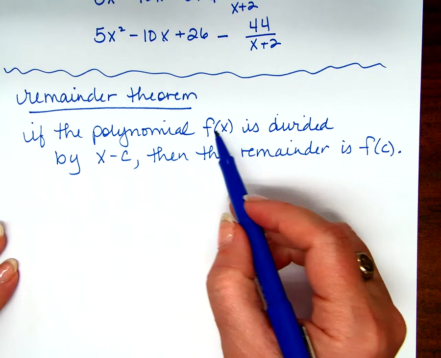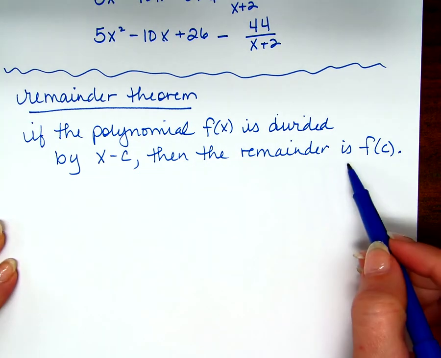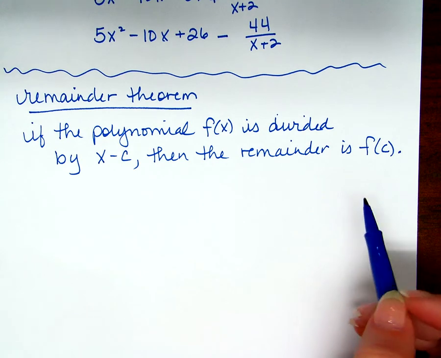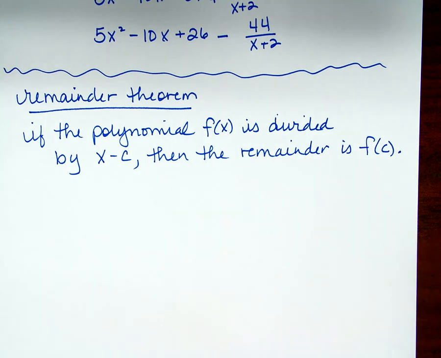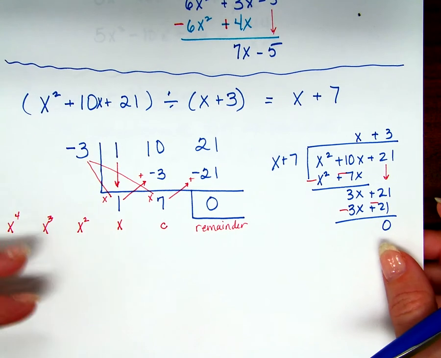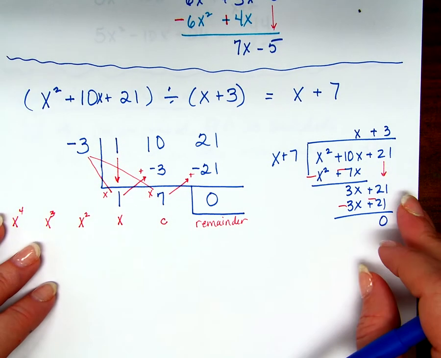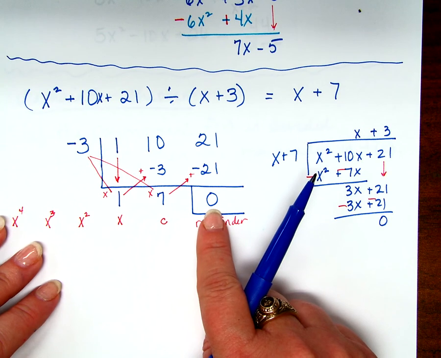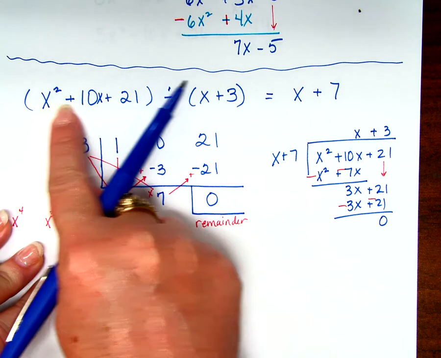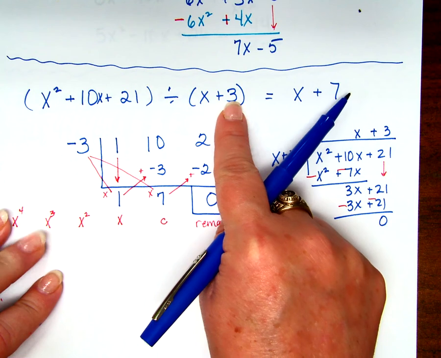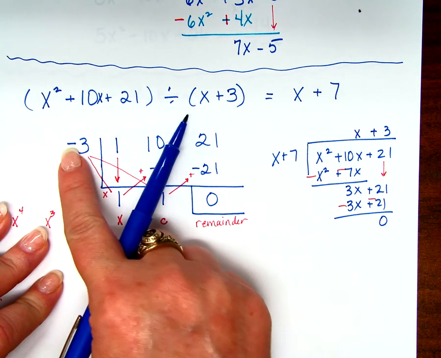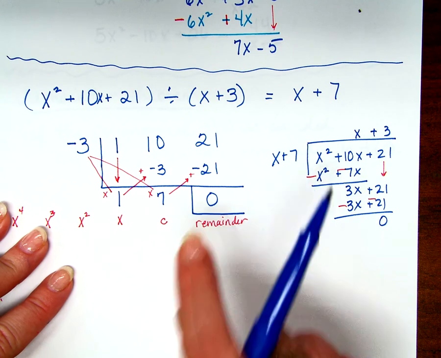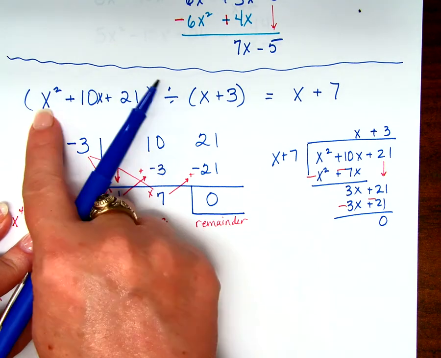So if the polynomial f of x is divided by x minus c, then the remainder is f of c. What does that mean? Let's look at this problem real quick. This is kind of where we talked about remainder theorem without talking about the remainder theorem. So what did we get for our remainder here? 0. So if I divide this polynomial by x minus c, see how this is negative c, right? Then what I should get for my remainder is if I put c into this equation.